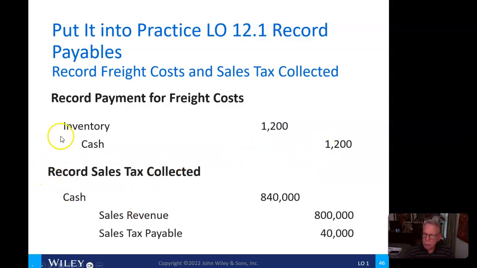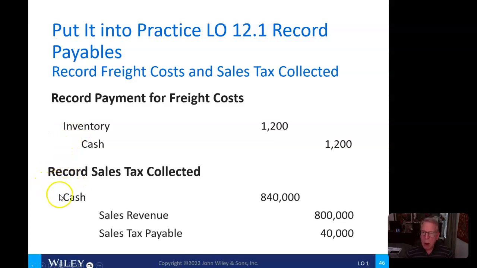When we record, this is important, so be sure when you're doing freight costs, you remember the inbound freight for inventory gets debited to inventory, not to a freight expense account. We have expense accounts for freight, but this isn't where we use them.